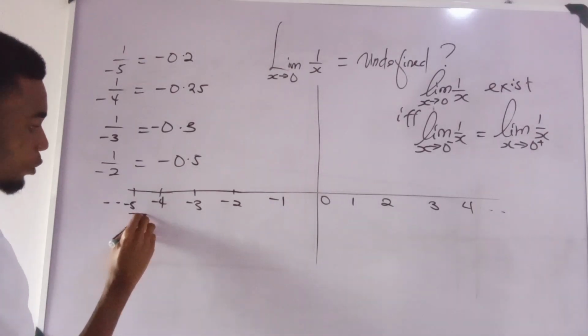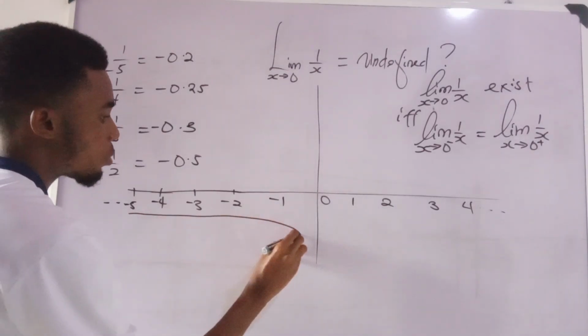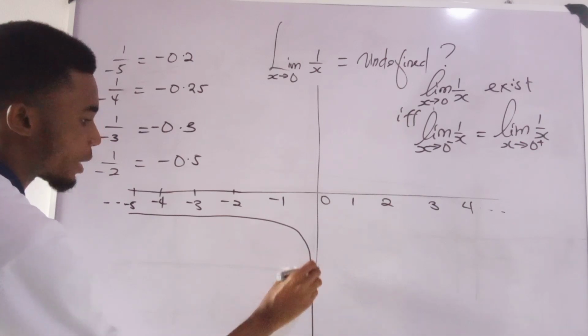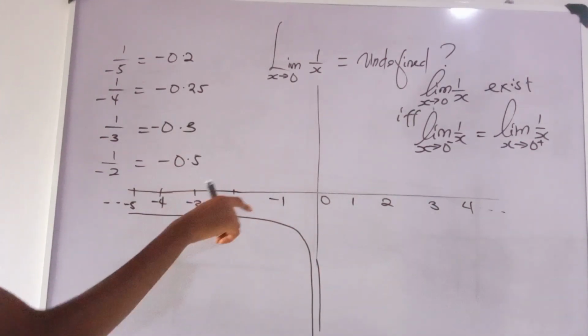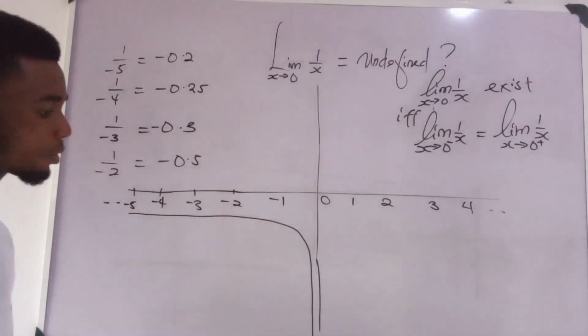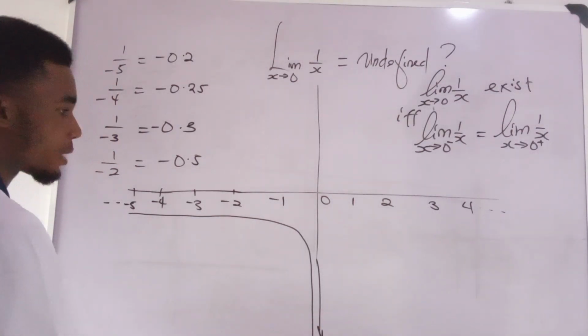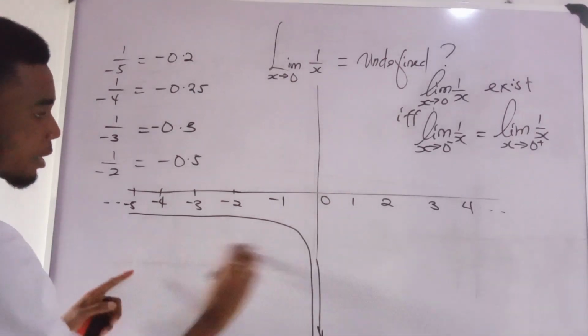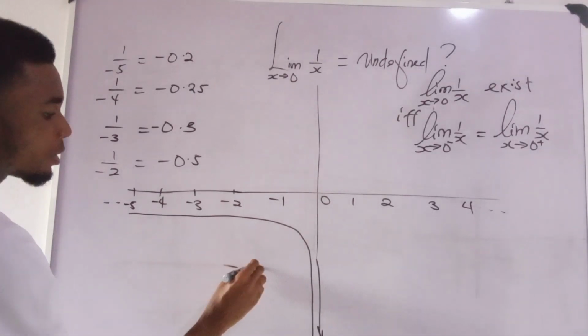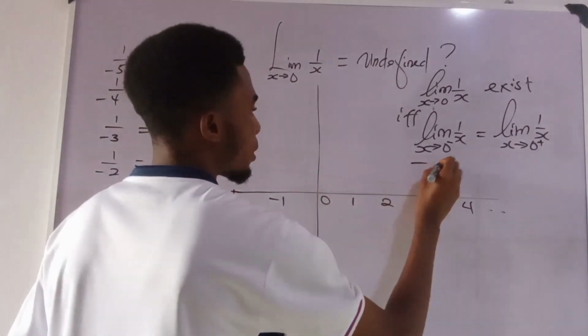That means that as the function moves this way, it goes down to negative infinity because it can't actually get to 0. At 0, the function becomes undefined. So it goes down to negative infinity. So the value of the function at this level, which is the left-hand side, is negative infinity.